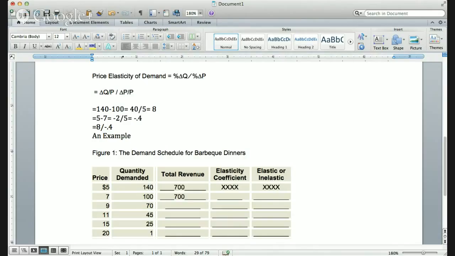You're going to get -20. So you could easily put your elasticity coefficient here. Now this is pretty steep. That means it's very, very elastic.